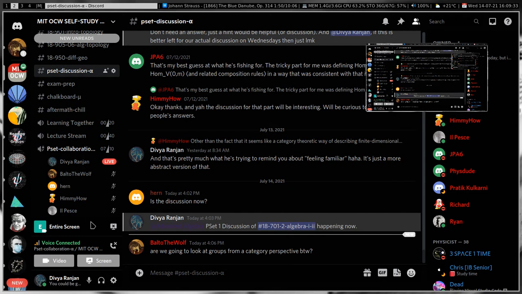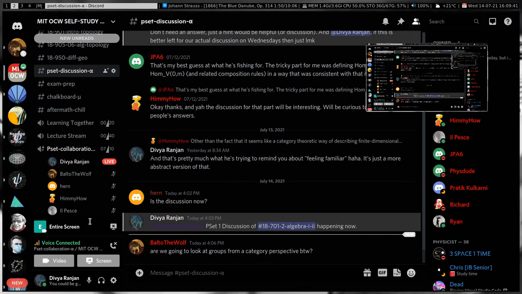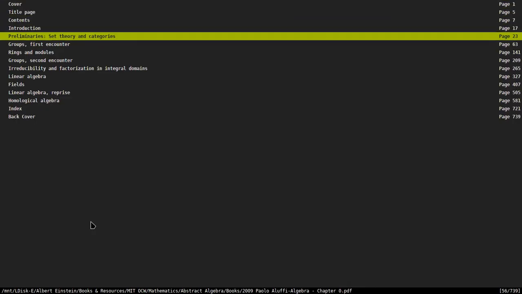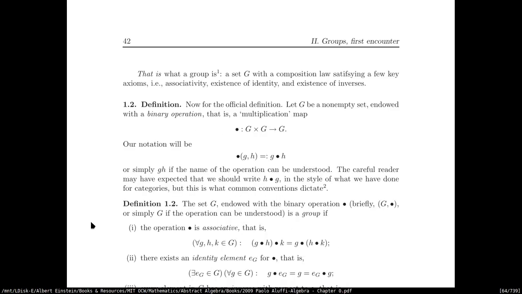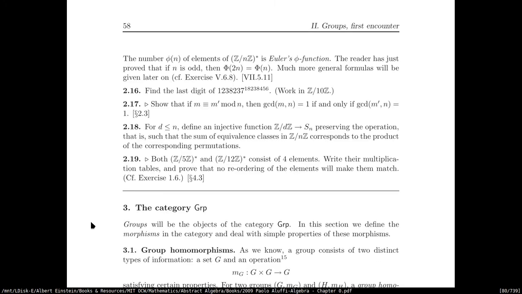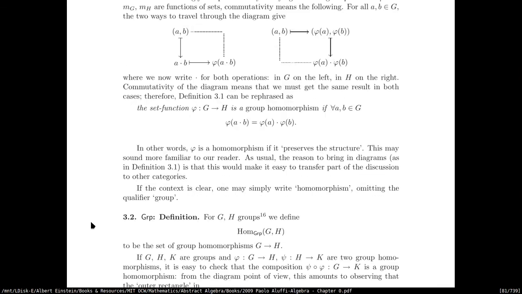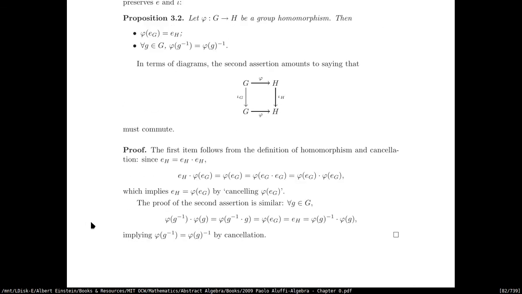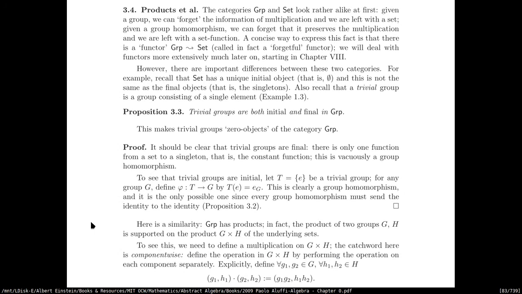Yeah. So we are going to go to groups at the categorical level because that's what the second chapter... wait, not really. That's what the book Aluffi does, right? He talks about the category of groups, and then he talks about the free properties of the group category. So we'll try going through that.